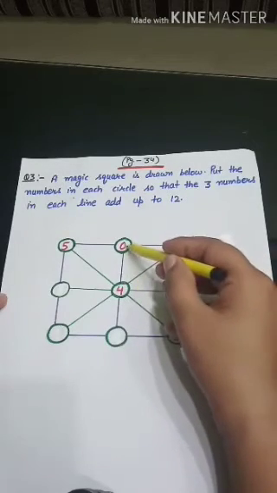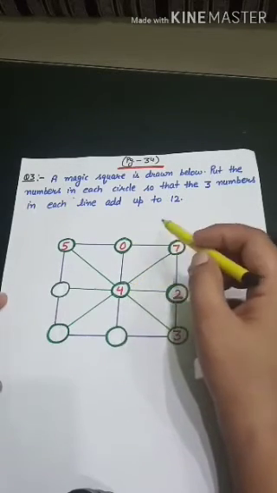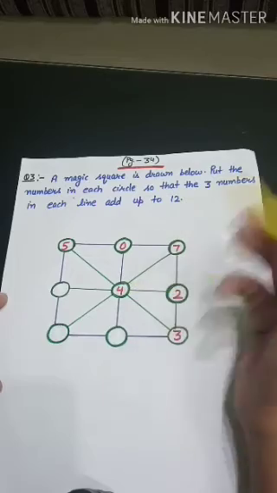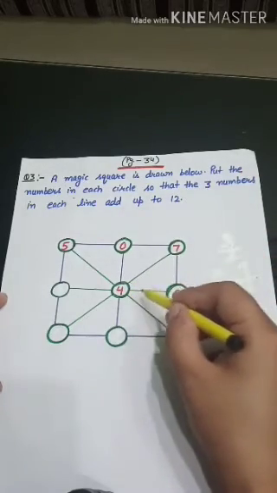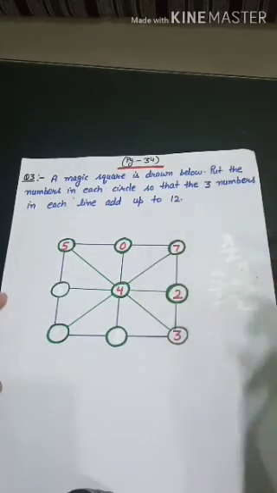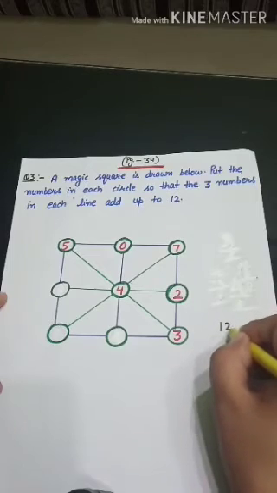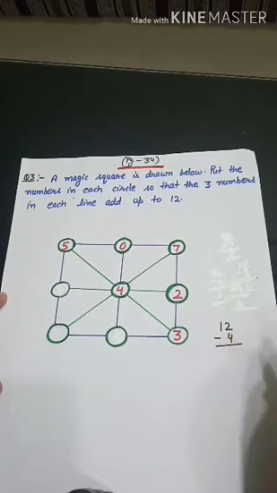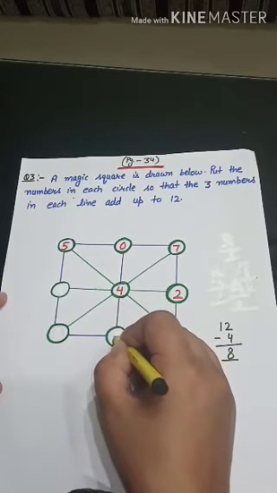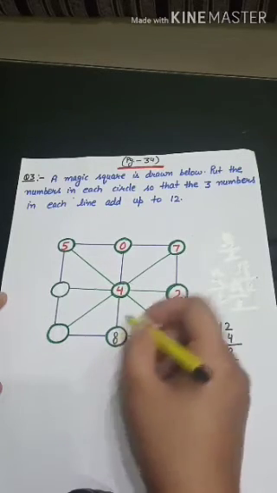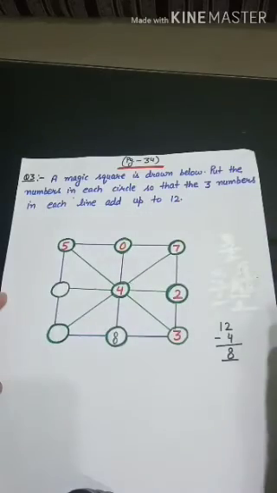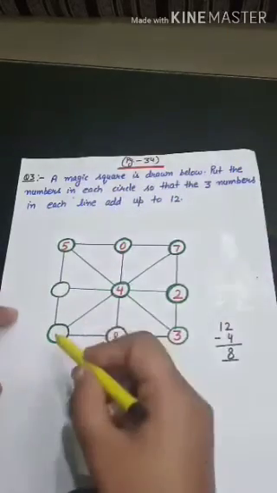In this line 2 numbers are given, 0 and 4. So 0 plus 4 is 4. And now what should we add to 4 so that we get 12? So you can use this method that you subtract 4 from 12. So 12 minus 4 is 8. So write down 8 in this circle. So 8 plus 4 plus 0 is 12. So we get 12.